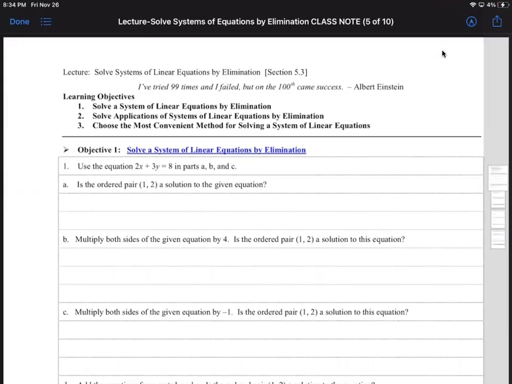Hello, this is session 5.3. We're going to solve systems of linear equations using the elimination method. For the last two lectures, we've been solving systems of linear equations using graphing and substitution. So this is the last method.